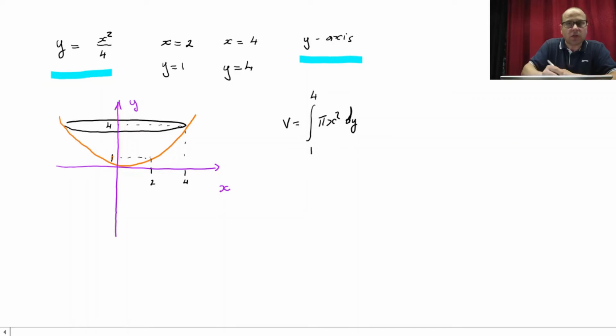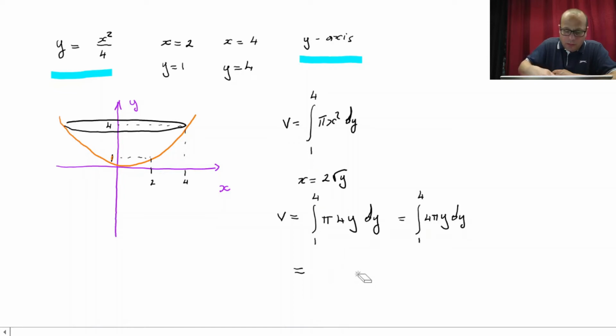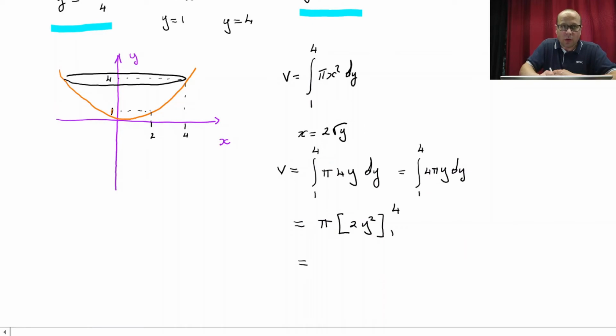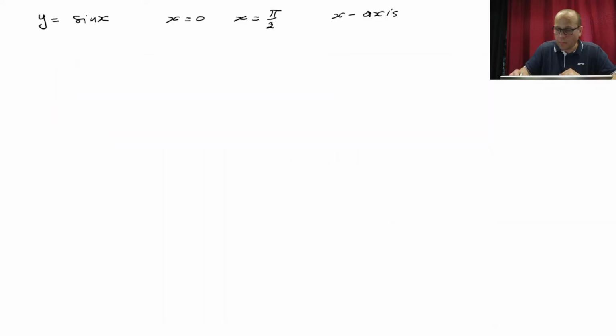If we rearrange to find the value of x, x will be equal to 2 root y. Substituting, the volume V is equal to the integral between 1 and 4 of pi 4y dy. Then I have pi times 2y squared, between 1 and 4. Substituting, the volume will be equal to pi times 32 minus 2, which is just equal to 30 pi cubic units.